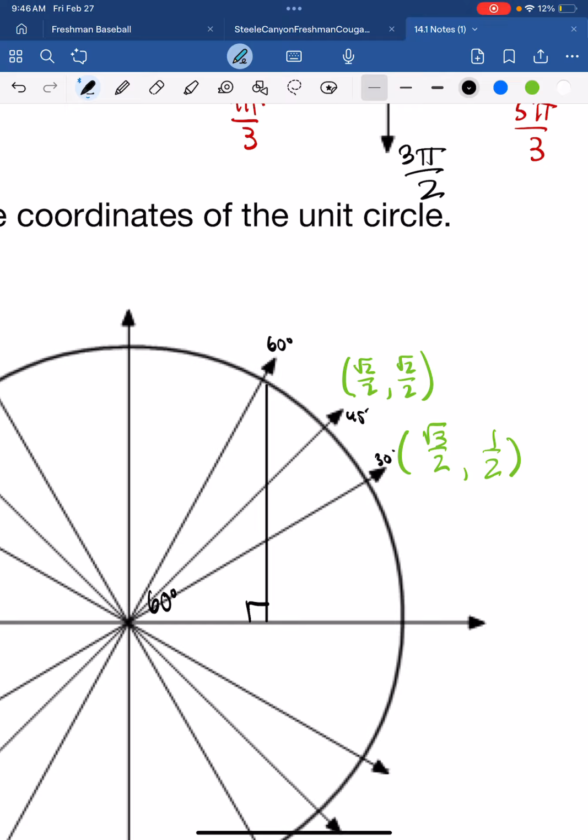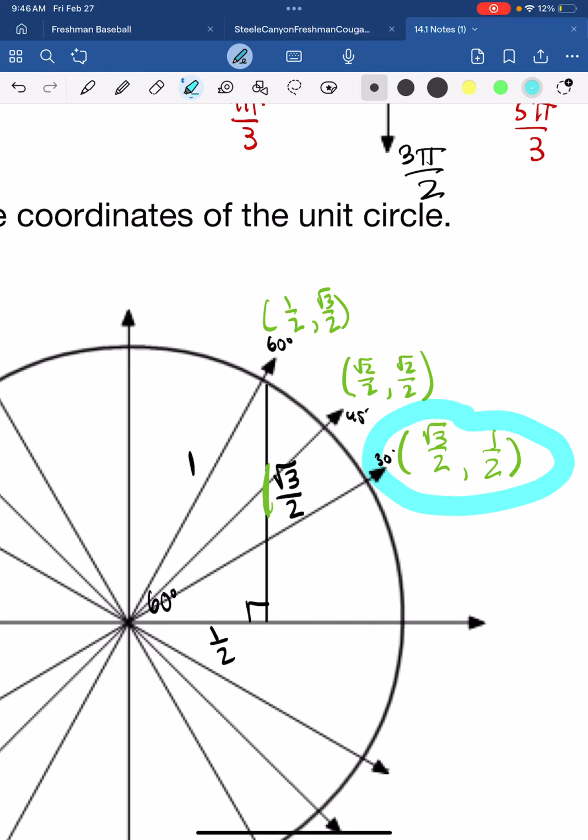Well, we've gotten used to labeling these by now. Our hypotenuse is 1. Across from the 60 is the square root of 3 over 2. And that makes this one 1/2. So now when you're writing your x, y coordinate, your x is the bottom here, so that's going to be 1/2. And then your y value would be the up and down, which would be the square root of 3 over 2.